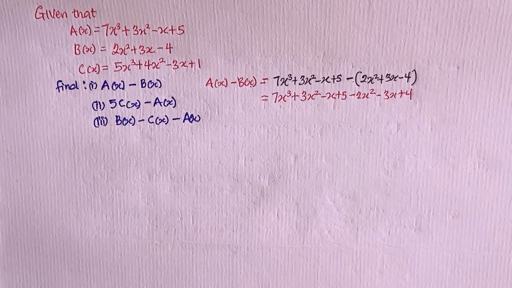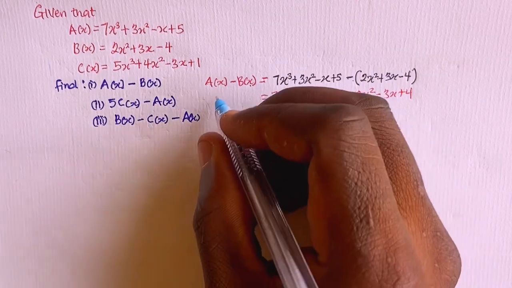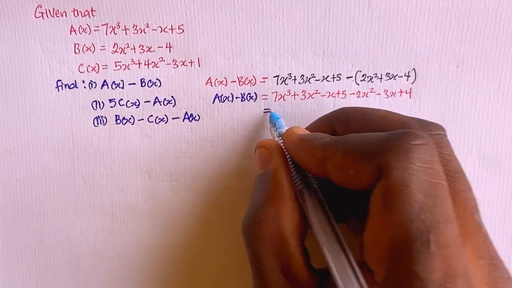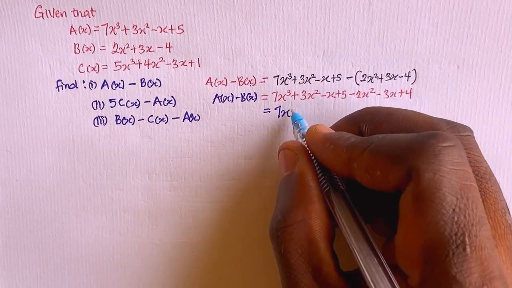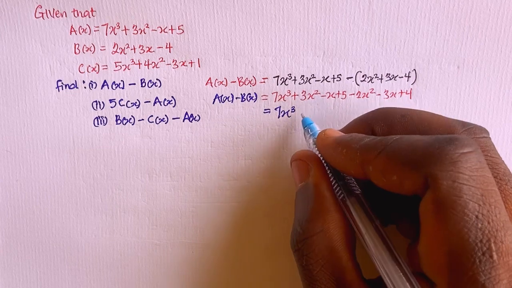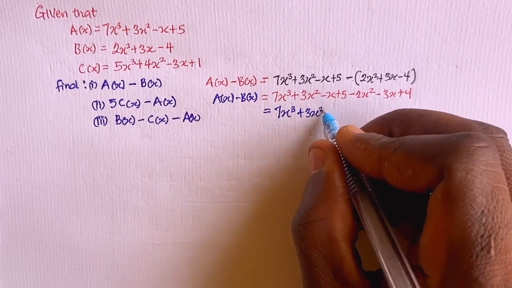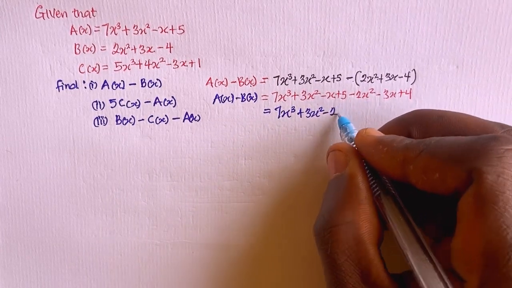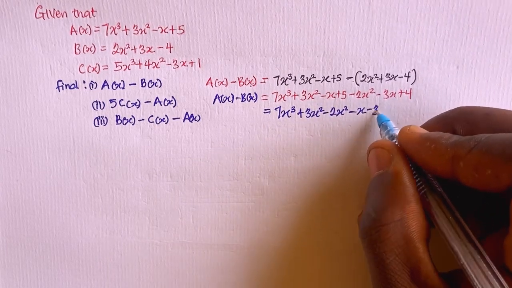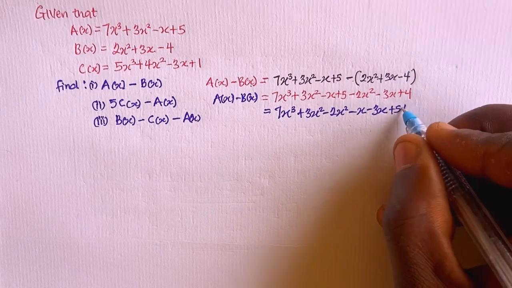Collecting the similar terms, in this case, I'm going to have my a of x minus b of x equal now. I'm going to have 7x to the power of 3. Then that's all that I'm having here. I'm going to have this, which is plus 3x squared. Then here I'm having minus 2x squared. Then here I'm having minus x minus 3x, right? Then plus 5 plus 4.